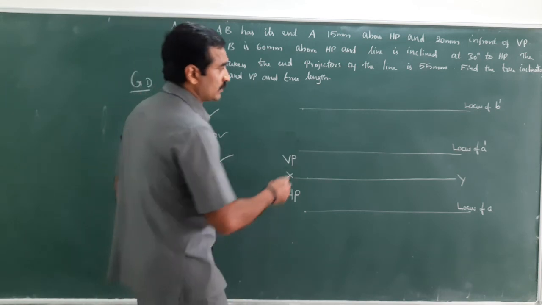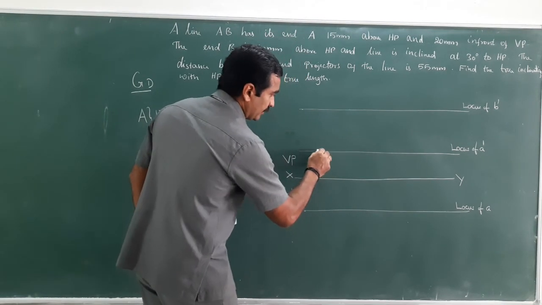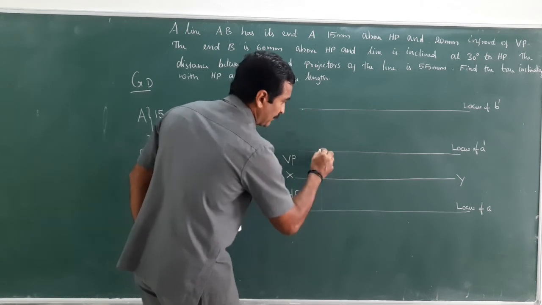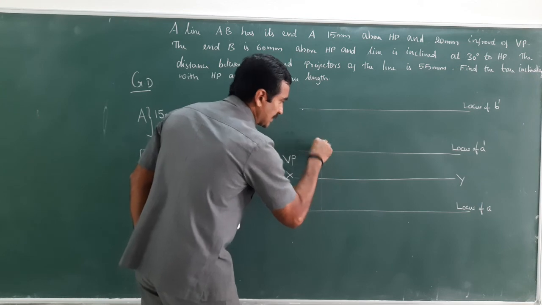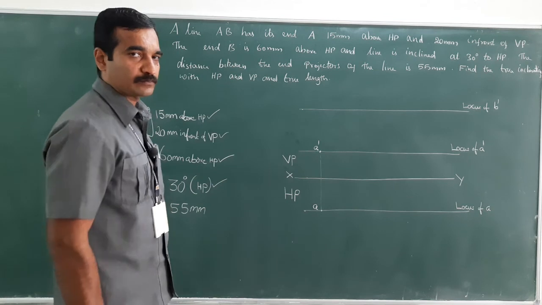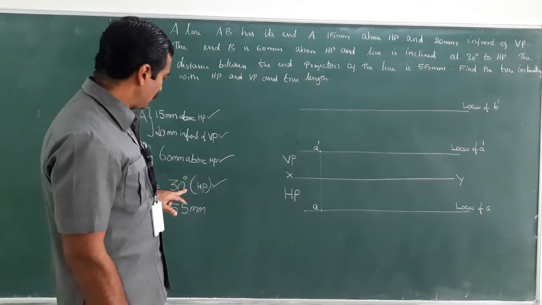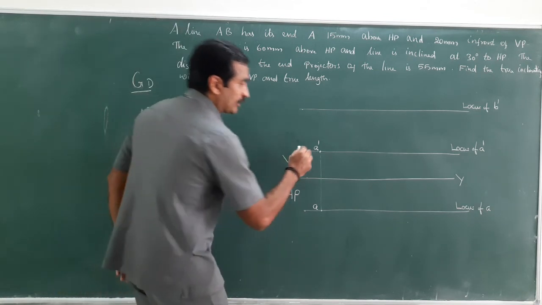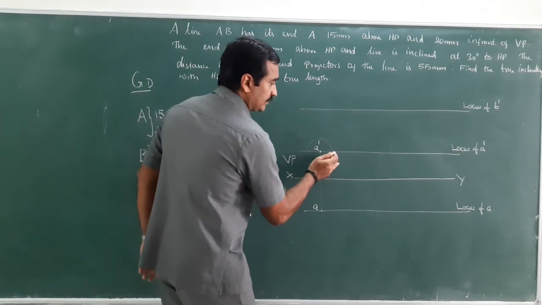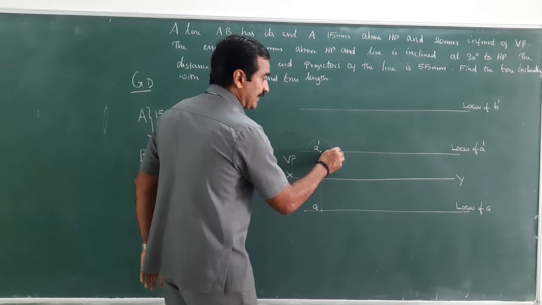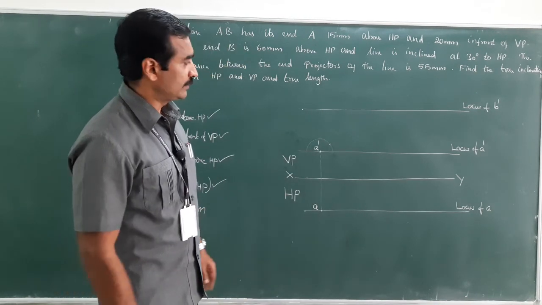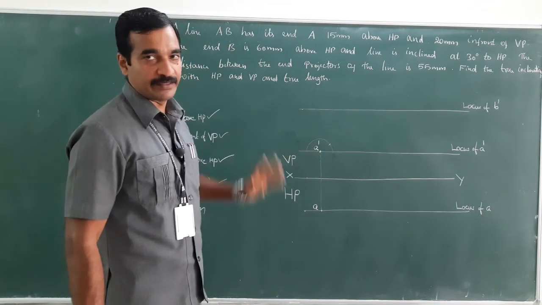So first let me just choose the point on locus of A dash and A, the initial point. On the same projector, I am going to consider this as A dash and this point as A. So now 30 degree to HP. So keep your protractor in this manner and take 30 degree from the right hand side. 30 degree to HP. Take 30 degree.